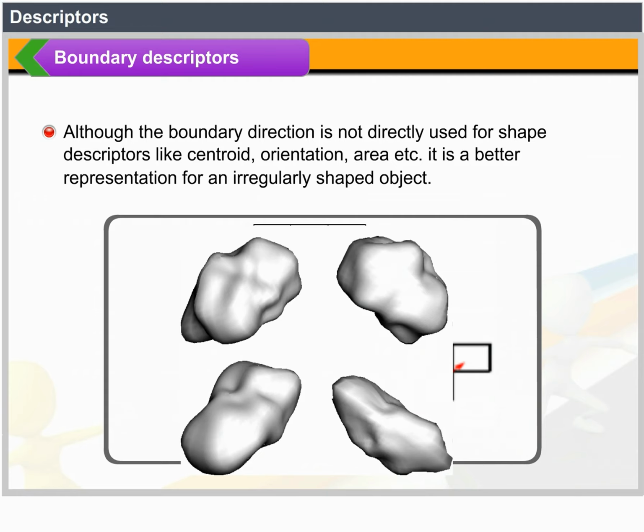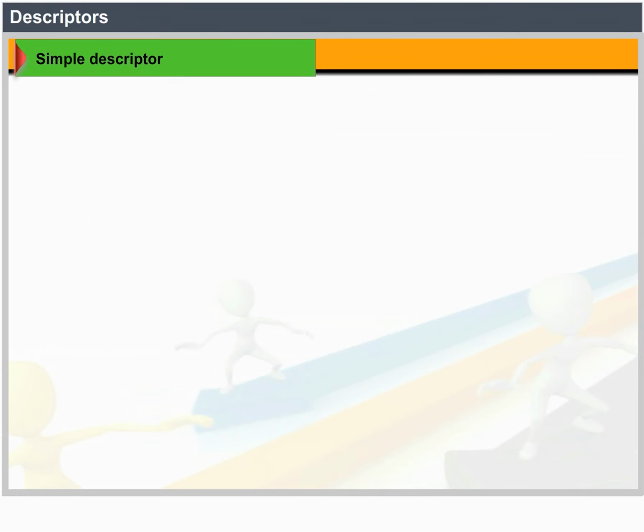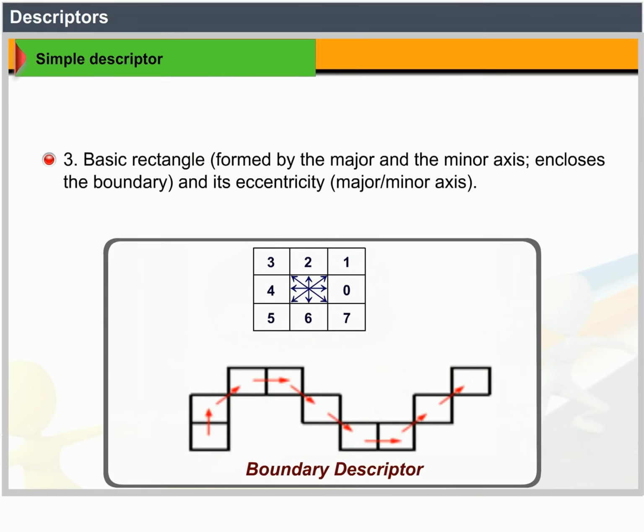Simple descriptors. 1. Length, for example for a chain code. 2. Diameter, the length of the major axis. 3. The basic rectangle formed by the major and minor axes, which encloses the boundary, and its eccentricity. Major and minor axis.